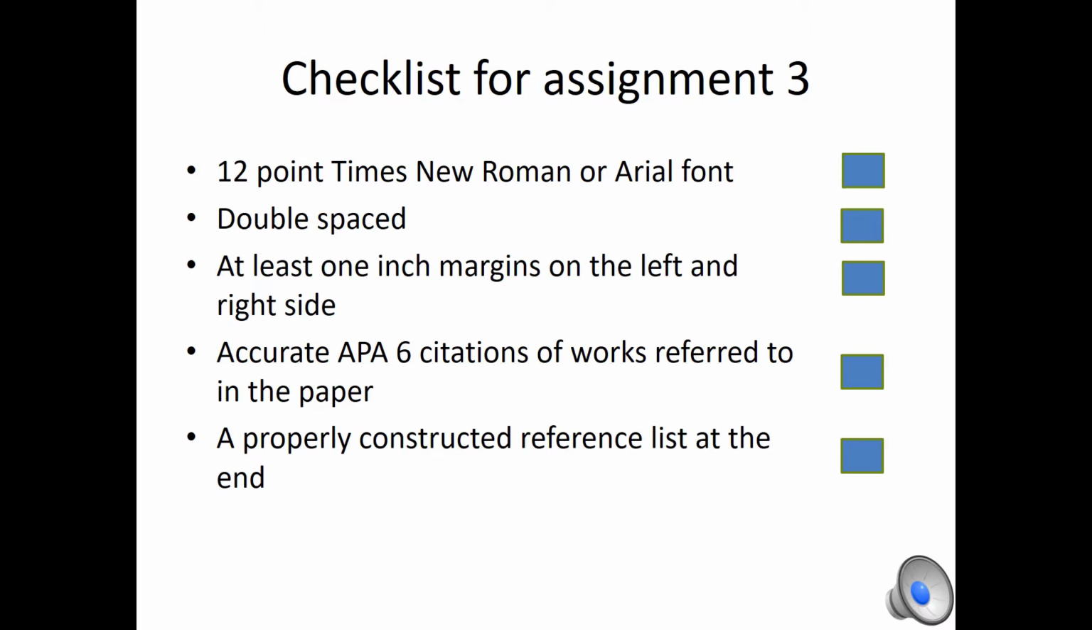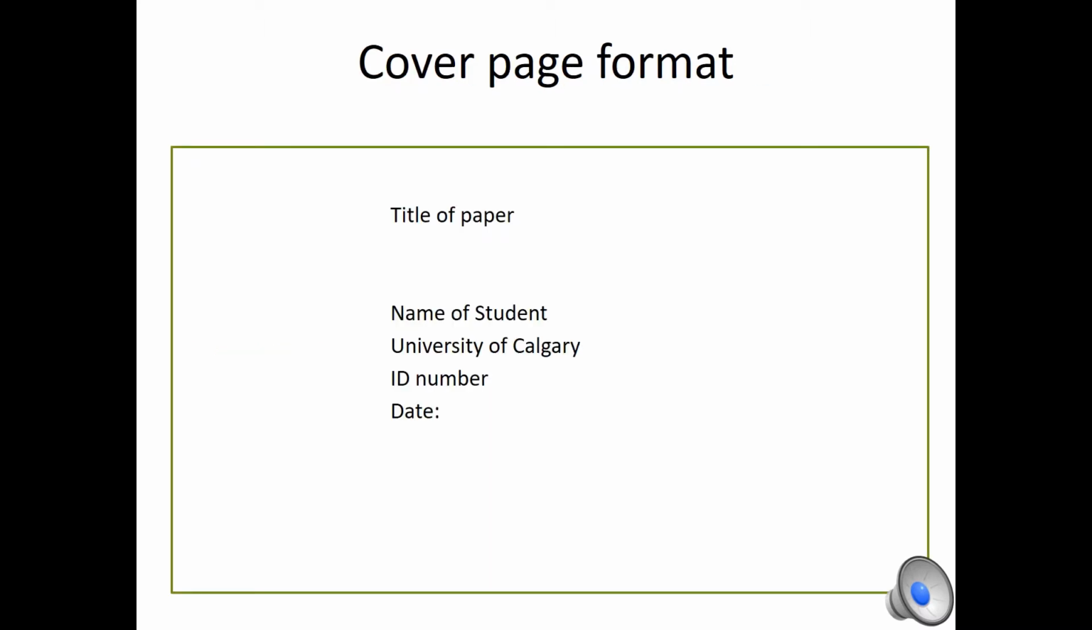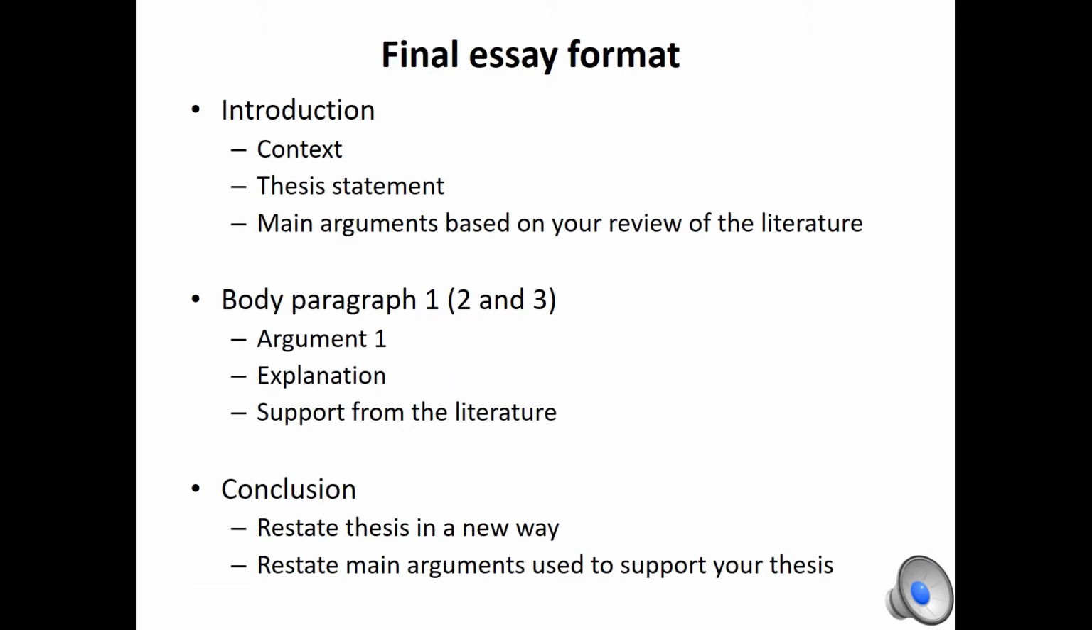And of course, ensure that you're accurately citing and referencing the various scholarly literature in APA 6. This will include a properly constructed reference list at the end. Again, also ensure that you have a cover page that includes your first and last name and, most importantly, your university ID number. As discussed in class, your final essay format should look something like this.